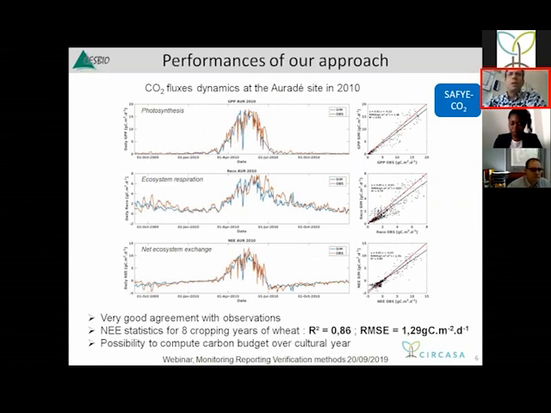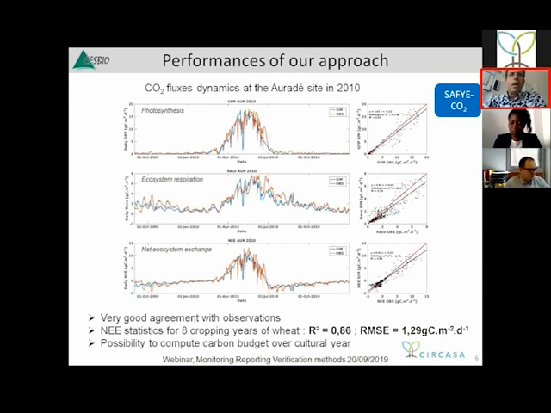So just to give you an idea of the performance of the model and of the variables that we are simulating. The model is first simulating the gross primary production. The model is in blue and the observations are in red. It simulates also ecosystem respiration, which is the sum of autotrophic and heterotrophic respiration.